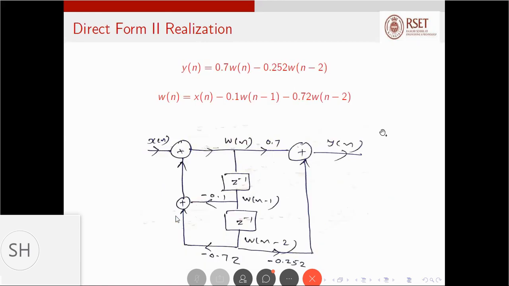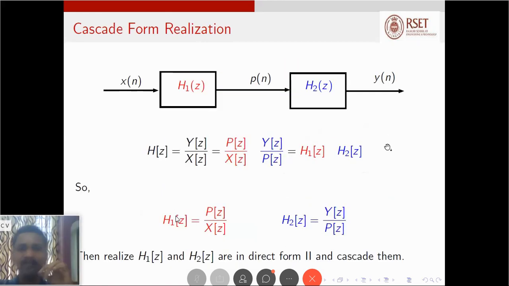Now the next type of realization is the cascade form realization. In the cascade form realization, you can see how to cascade two transfer functions. Here you can see that the total system transfer function H of z will be equal to Y of z by X of z. Y of n is the output of the system and x of n is the input of the system. So that total transfer function H of z will be equal to Y of z by X of z.